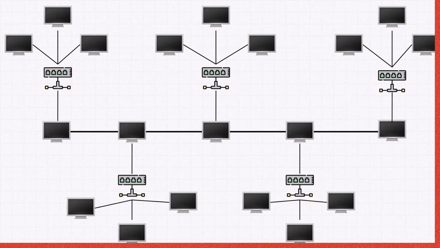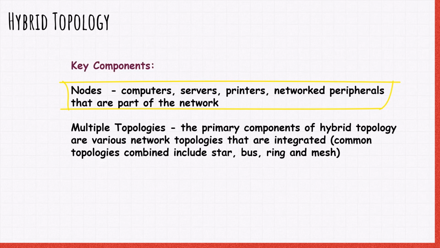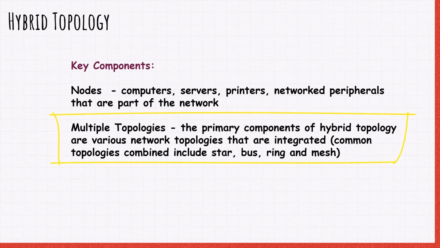Now, the choice of which topologies to combine depends on the specific needs and objectives of the network. Some key components of hybrid topology would include nodes, which are once again devices, computers, servers, printers, or network peripherals that are part of the network. Another key component would be the multiple topologies, which are the primary components of hybrid topology, and they are just various network topologies that are integrated for the network to work.